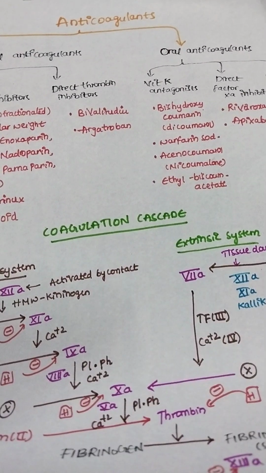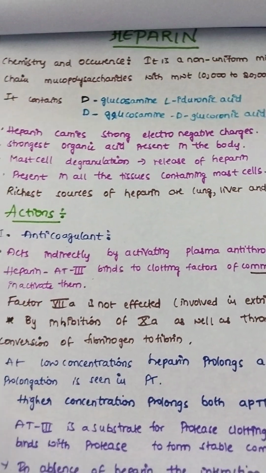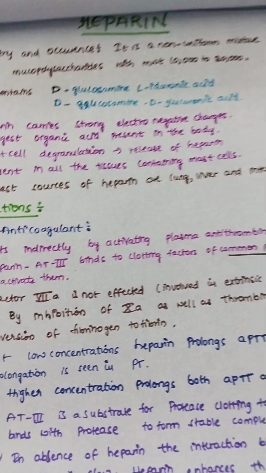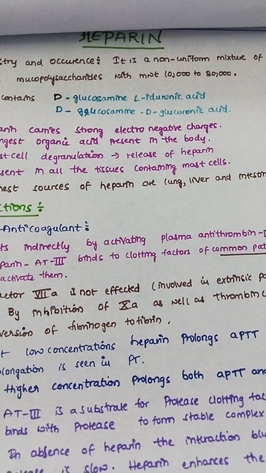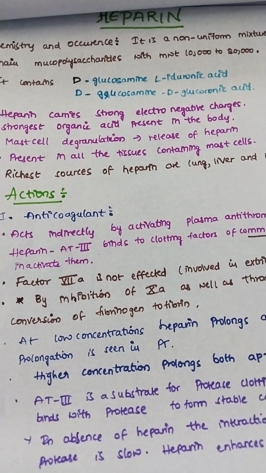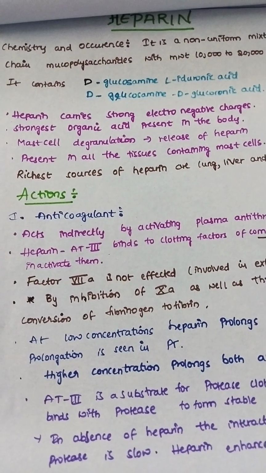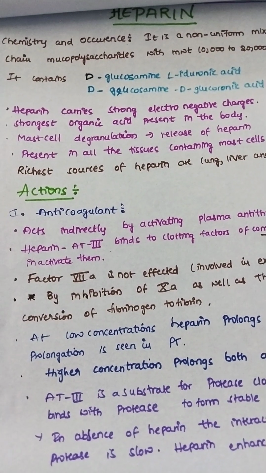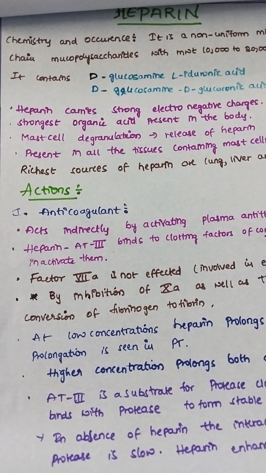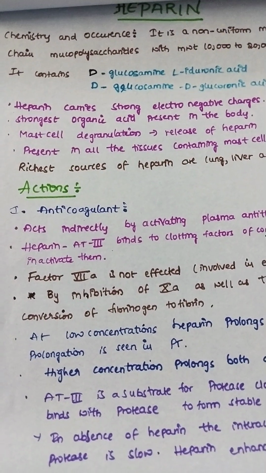Let's see next. Heparin chemistry and occurrence. It is a non-uniform mixture of straight chain mucopolysaccharides with a molecular weight of 10,000 to 20,000. It contains D-glucosamine, L-iduronic acid and D-glucosamine, D-glucuronic acid. Heparin carries electronegative charges. It is the strongest organic acid present in our body. Mast cells, their degranulation will help in the release of heparin.